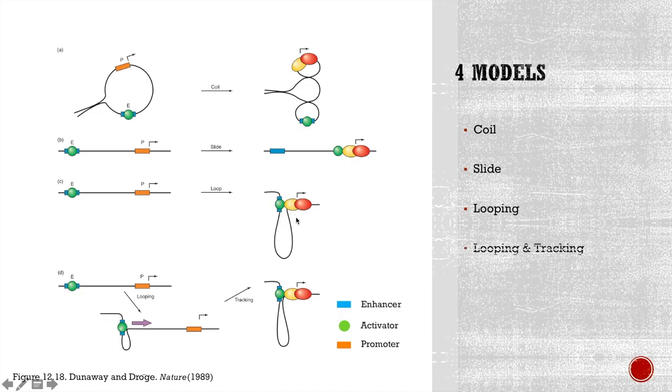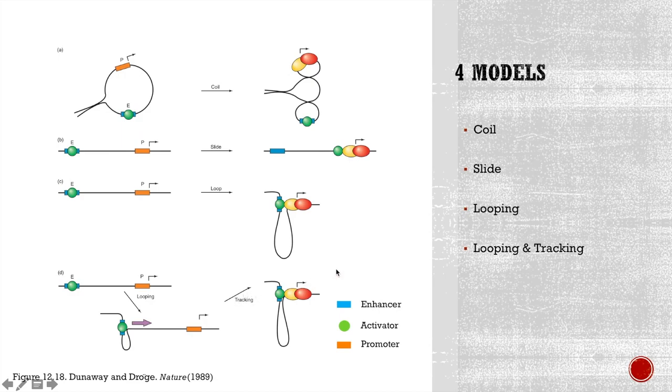The fourth mechanism is looping and tracking. The activator would bind to both the enhancer and a downstream DNA segment to form a loop. And then the activator tracks towards the promoter along the DNA by making the loop bigger. This model requires both protein-protein interactions and activator tracking on one DNA molecule.